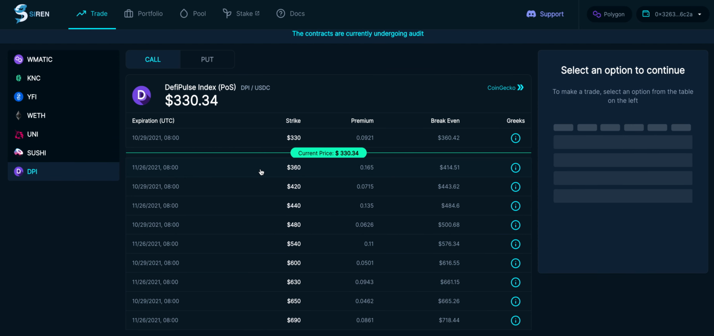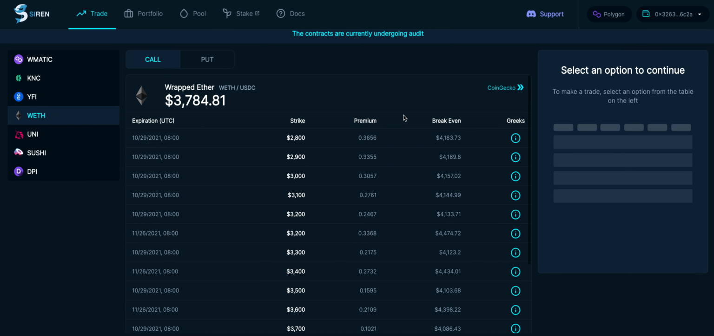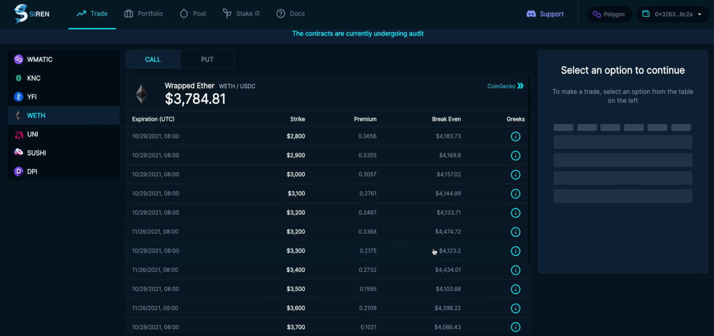So what you'll see here is all the strikes. Right now we're on the call tab. You'll see all the strikes available, and then you'll see the premium, and the premium is denominated in the underlying token with the break-even price. So jumping back to WETH, which is wrapped ETH, and you can just think of it as Ether, you can look at the expiration date.